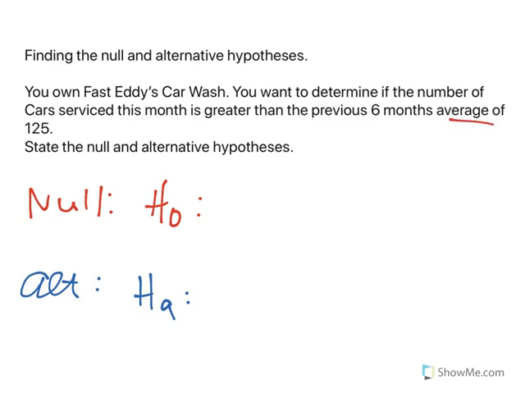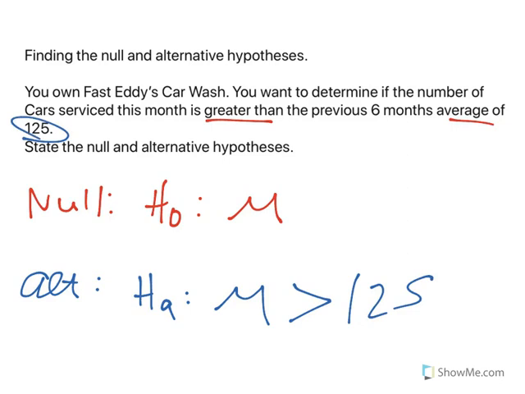Now, we're talking about the average, so we're going to be using mu. So that works for both of them. And we want to check if it was greater. So that means I want my Ha to be greater than the average of 125. Caught myself there. So that makes my null hypothesis less than or equal to 125.